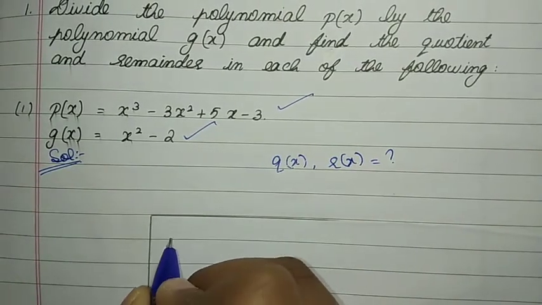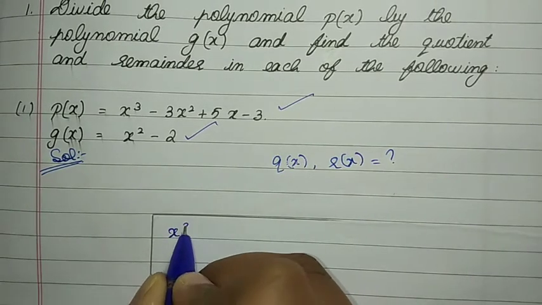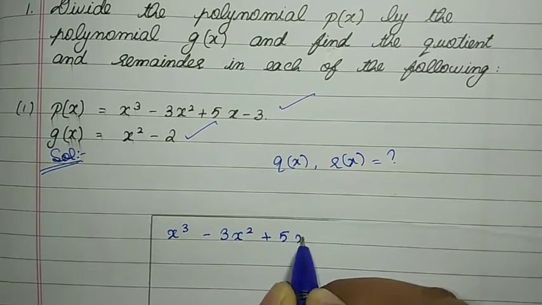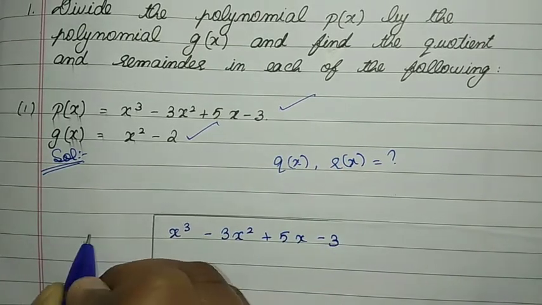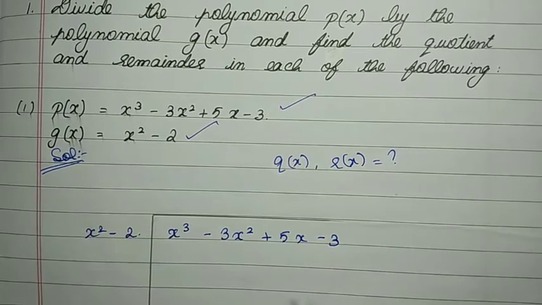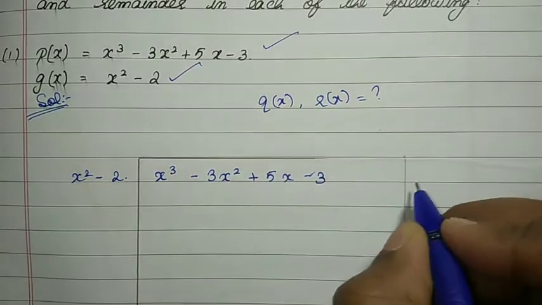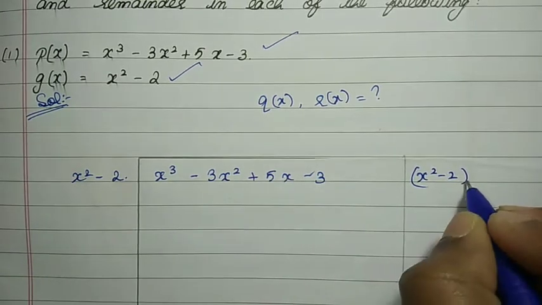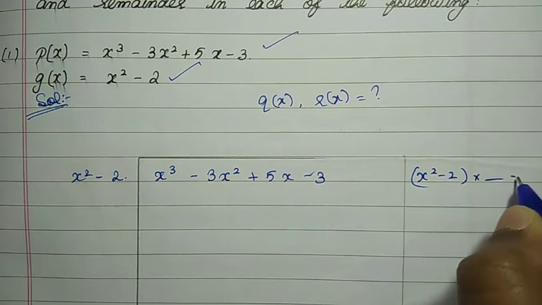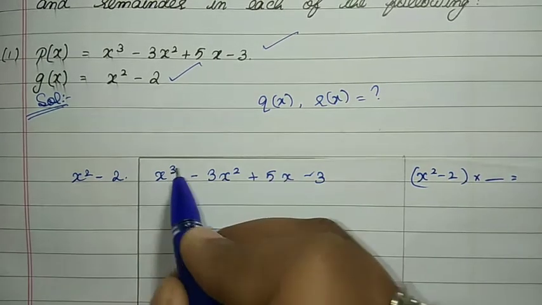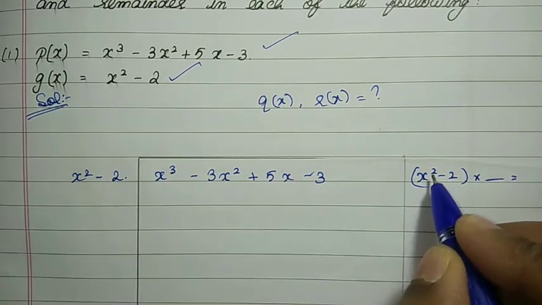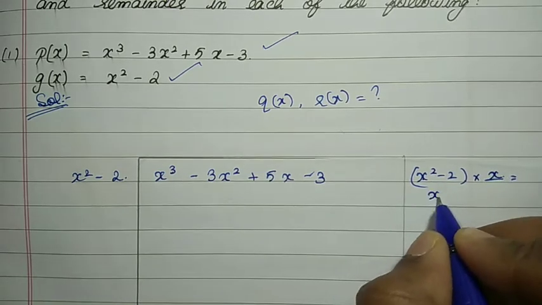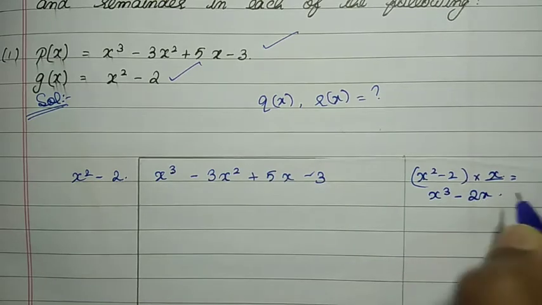So now I will write p of x here: x cube minus 3x squared plus 5x minus 3, and here x square minus 2. I will be taking this x square minus 2, which is g of x. I will be multiplying with something so that I get x cube over here. So I have to get x cube, no? So I will be multiplying with what? x, so that I will get x cube minus 2x.